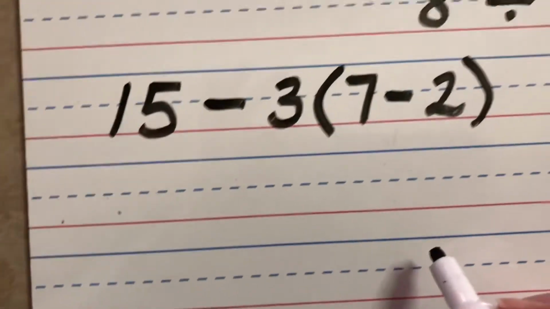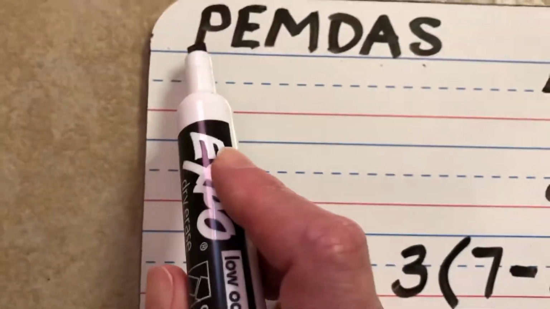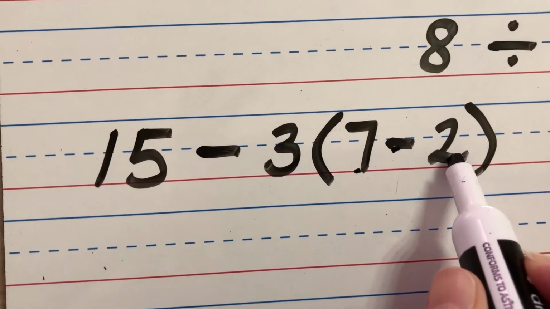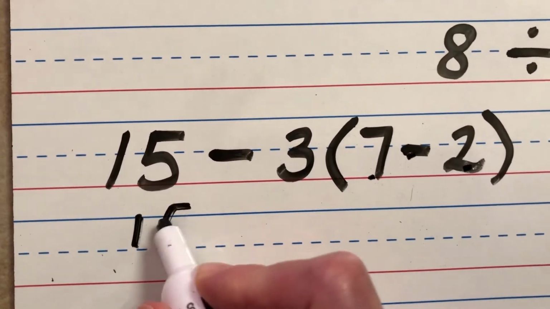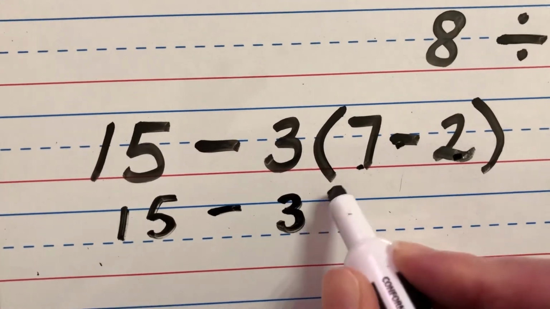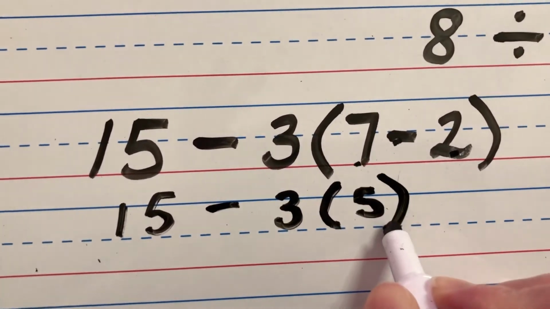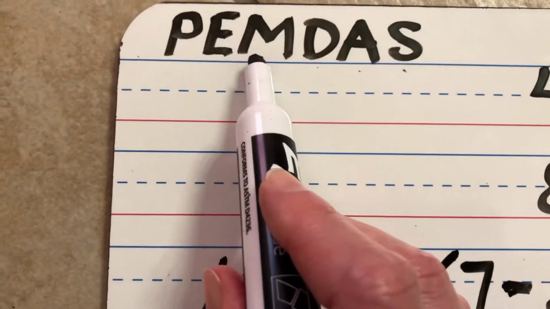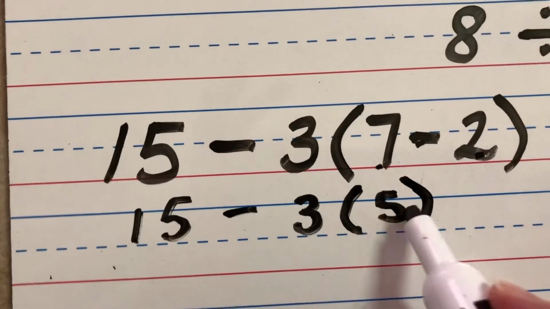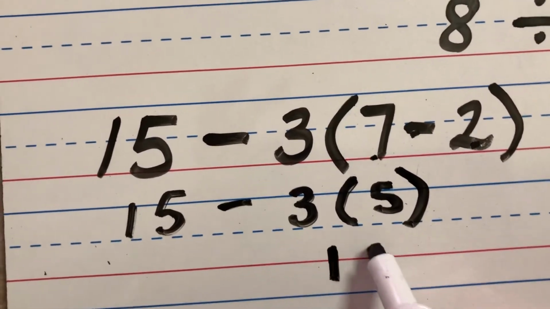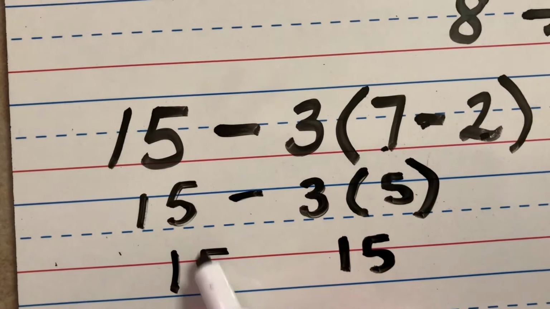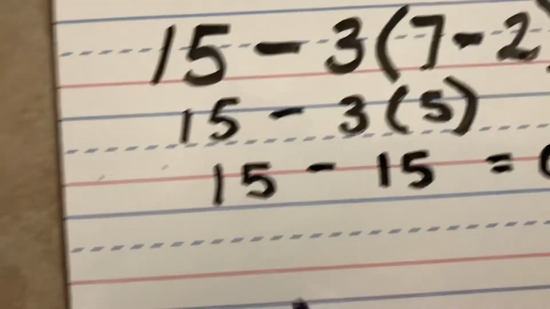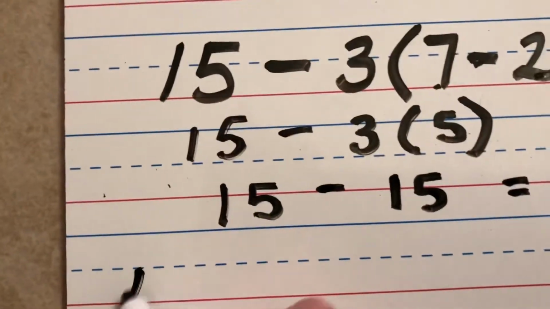Now, if you have a problem that has parentheses, we said we want to do parentheses first. So I'm going to do 7 minus 2, and that's 5. So I'll rewrite this as 15 minus 3 times 5. So now we're down to subtraction and multiplication. You would do multiplication before you do subtraction. So I want to do the 3 times 5, which is 15, and then last I would do the subtraction and get 0.